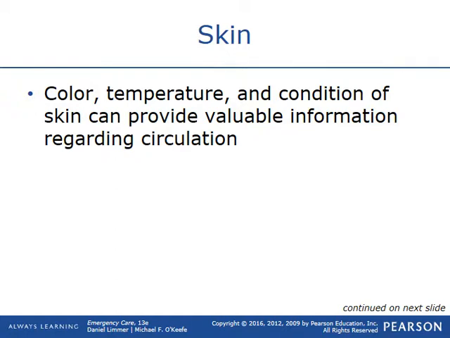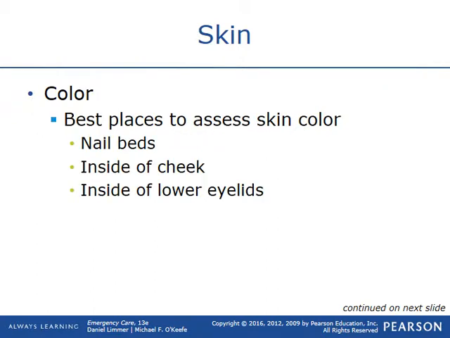For skin condition, we want to know the color, the temperature, and the overall condition of the skin. This can provide valuable information as it relates to circulation. The best places to assess skin color are going to be the nail beds, the inside of the cheek, or the inside of the lower eyelids.